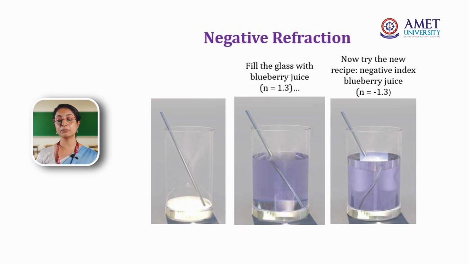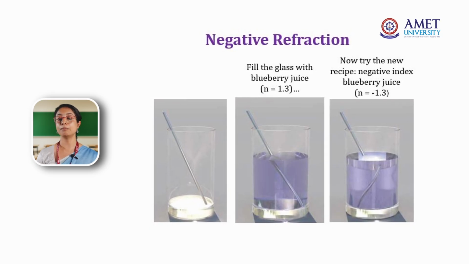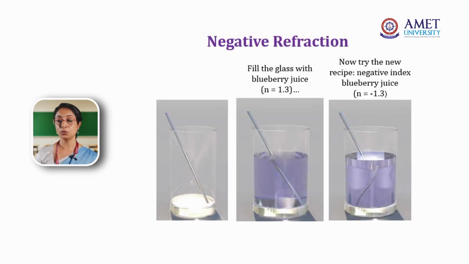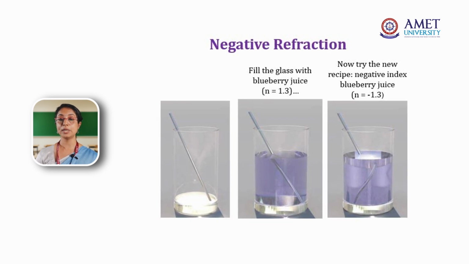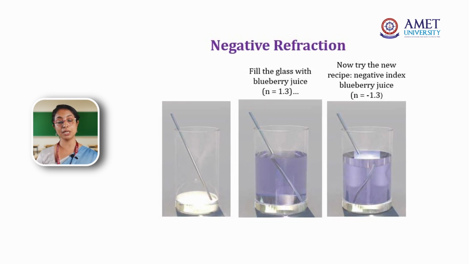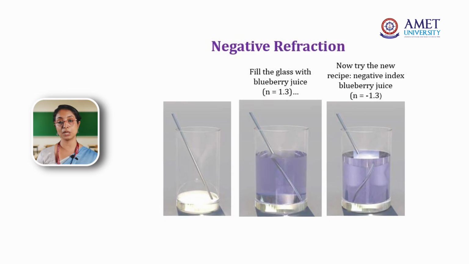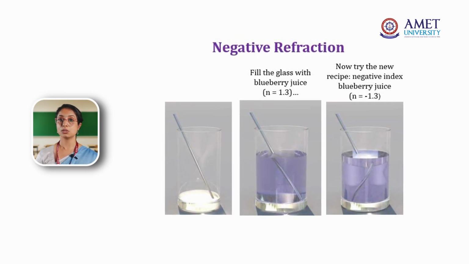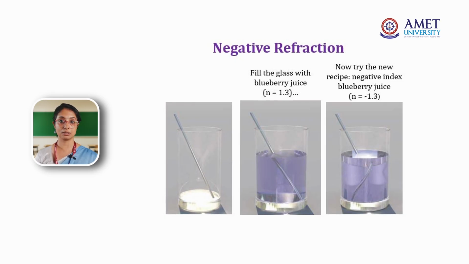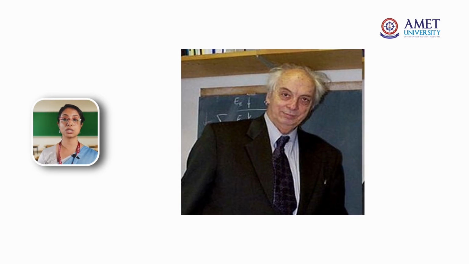But if you make a medium out of a metamaterial, you can change the way the light is getting refracted. So now when light is traveling from a dense to a rare medium, instead of moving away from the normal, it will be refracted towards the normal. So this way, again, we can control how the light is propagating through different mediums. This was first observed and reported by Viktor G. Veselago, who is a Russian physicist.